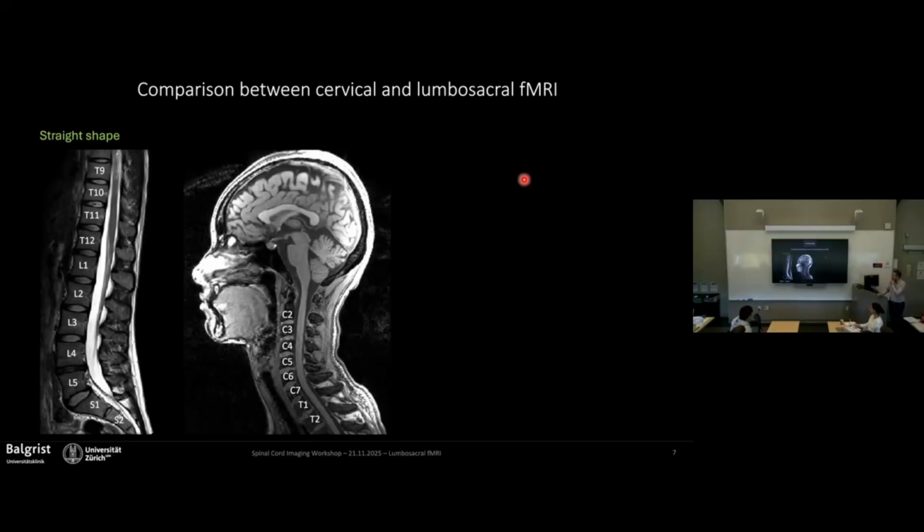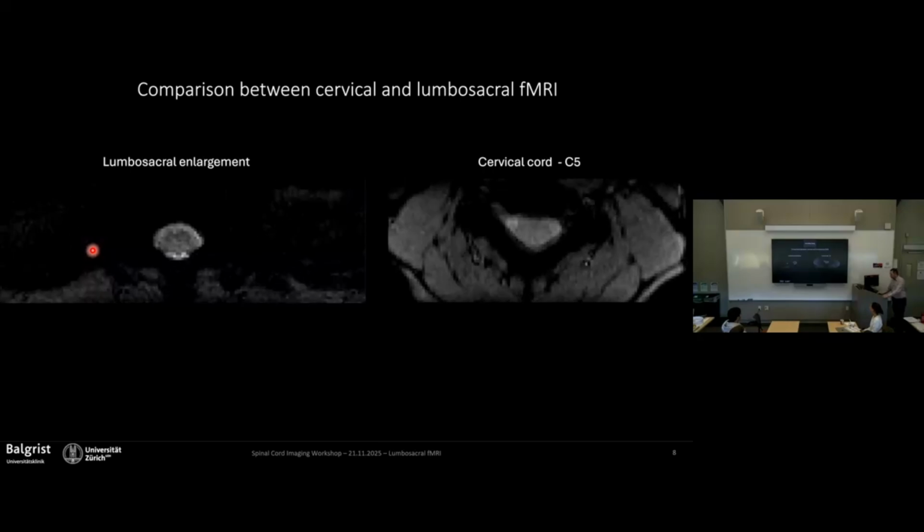Another advantage of the lumbosacral cord is that the spinal cord is relatively straight. So we saw during the live demonstration this typical cervical lordosis that we often have to deal with in the cervical cord. This is not the case in the lumbar cord. So with proper positioning, I'm going to show you, this is typically not an issue, and we don't have to play a lot with the angulation.